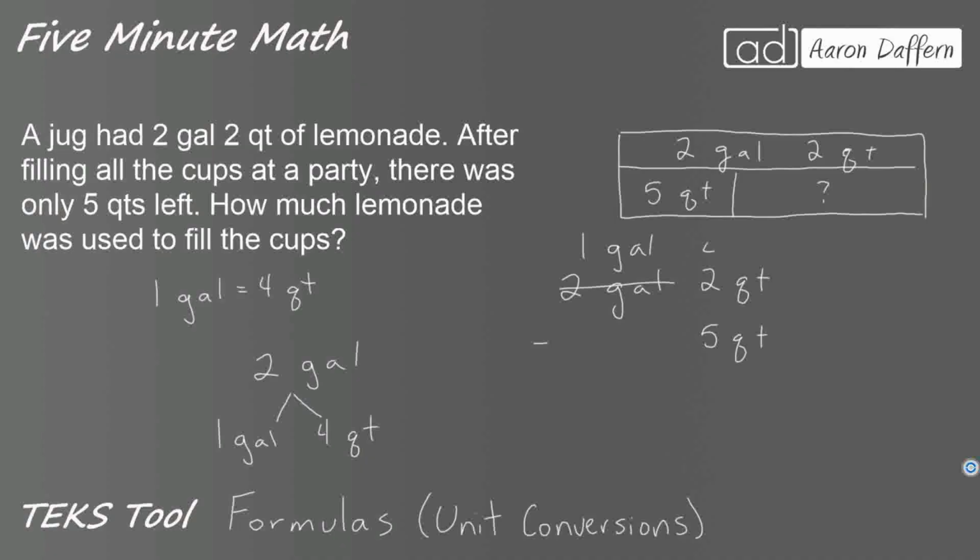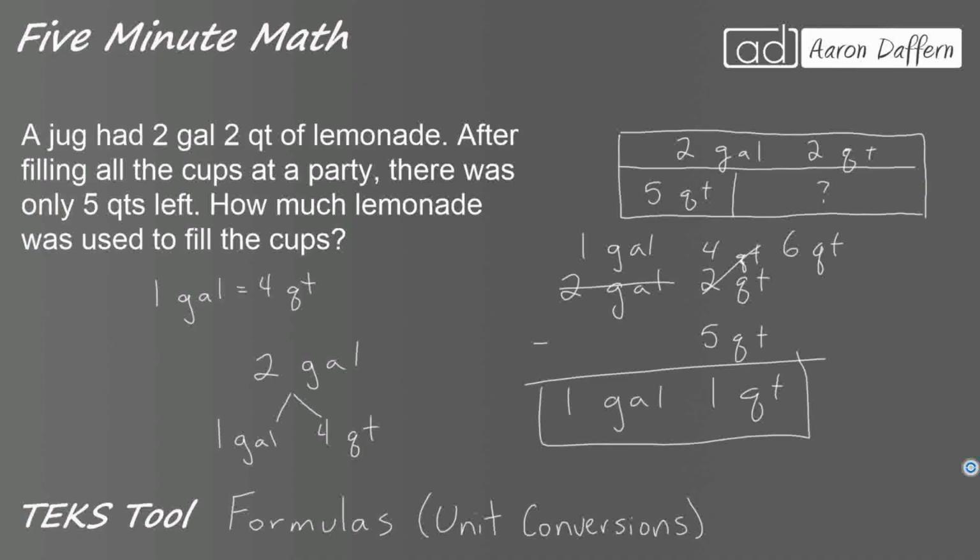So when I borrow from this, I'm going to leave 1 gallon and I'm going to add 4 quarts. So we need to think of that now as 6 quarts. And now I can subtract. So 6 quarts minus 5 quarts. That's going to leave me with 1 quart. And then I've just got the 1 gallon minus 0 gallons. So that's going to be 1 gallon, 1 quart. That's how much was used to fill the cups.